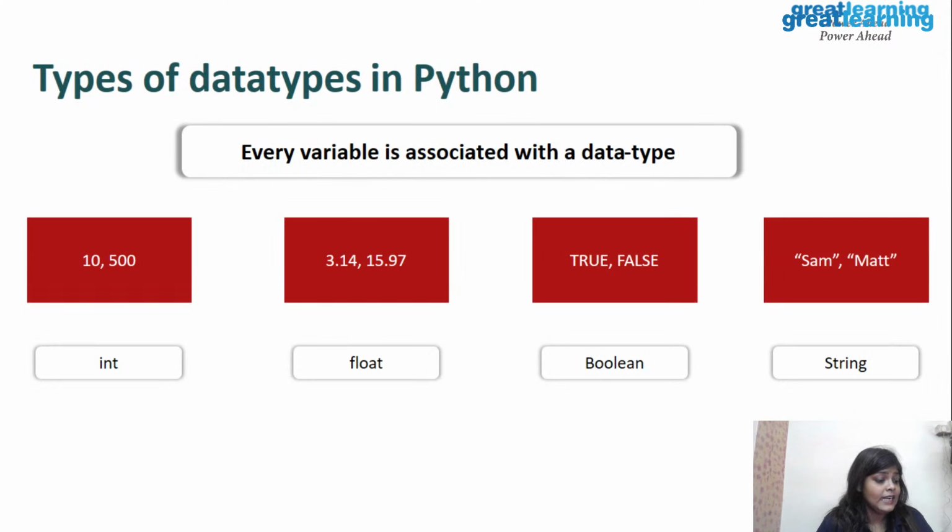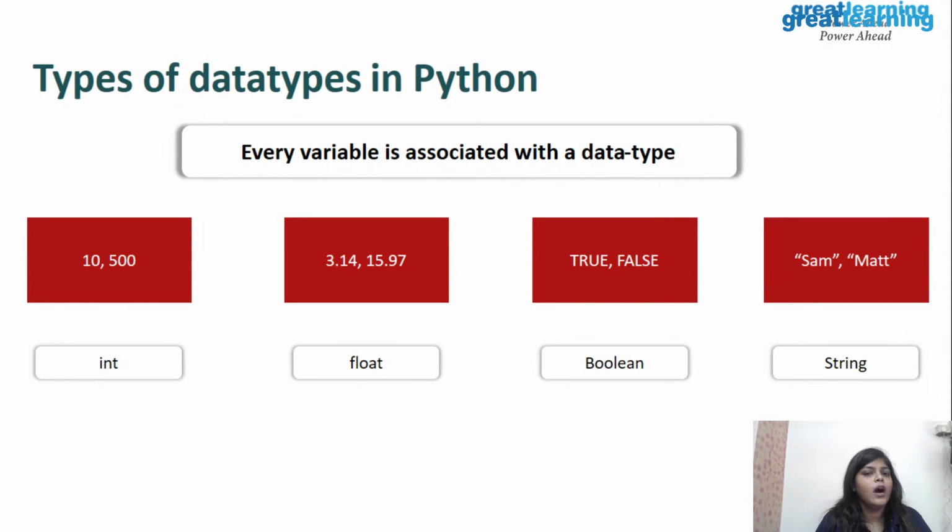Who has said list, tuple, dictionaries and loops? No, these are not the data types. Our data types are integer, float, boolean, and string. Right? Guys, do you have any doubt so far about what types of data types we have in Python? So every variable should be associated with a data type.